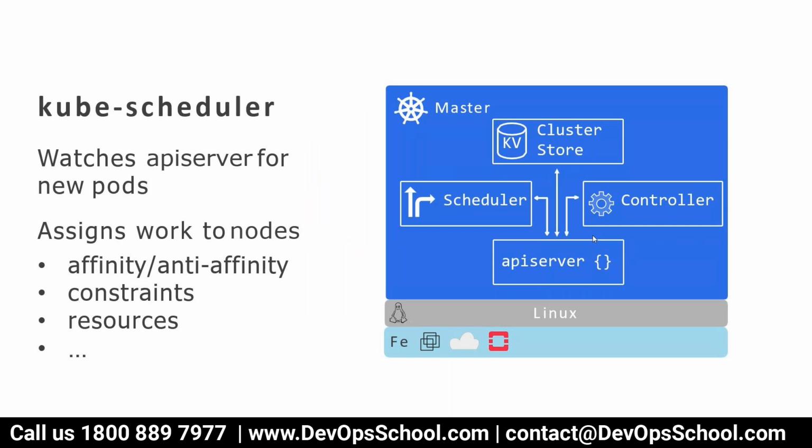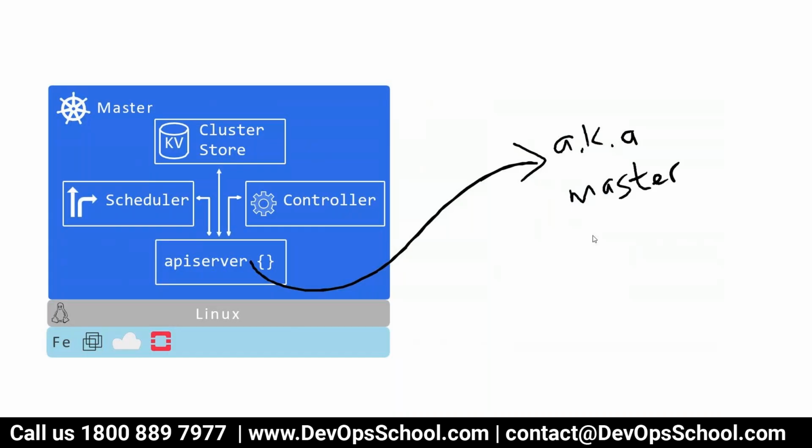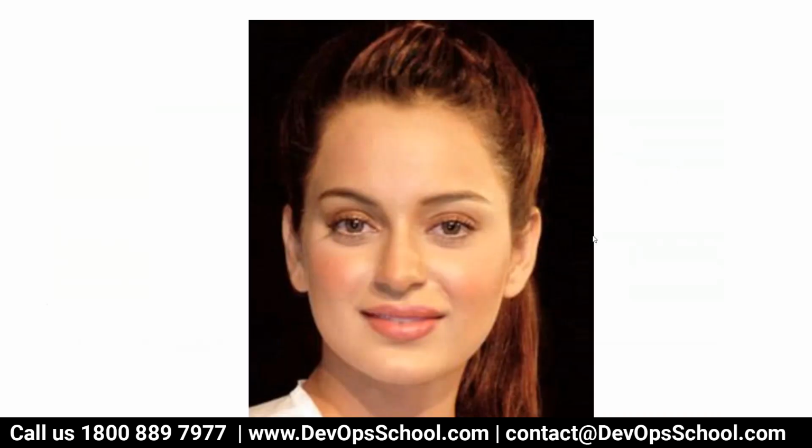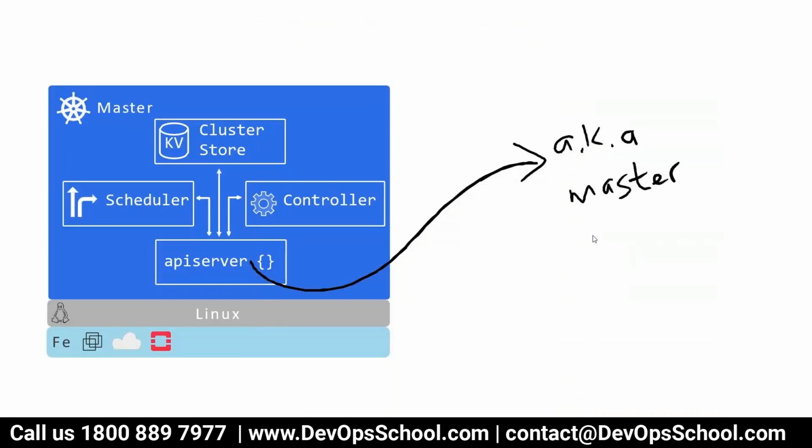The next one is the scheduler. What is the scheduler? The scheduler talks to the workers and assigns the work. It receives the instruction from the API server and then assigns the work to the worker node, and it has multiple conditions: affinity, anti-affinity, constraints, resources, and so on. These four components come together to make the Kubernetes master. Are you understanding, all of you?